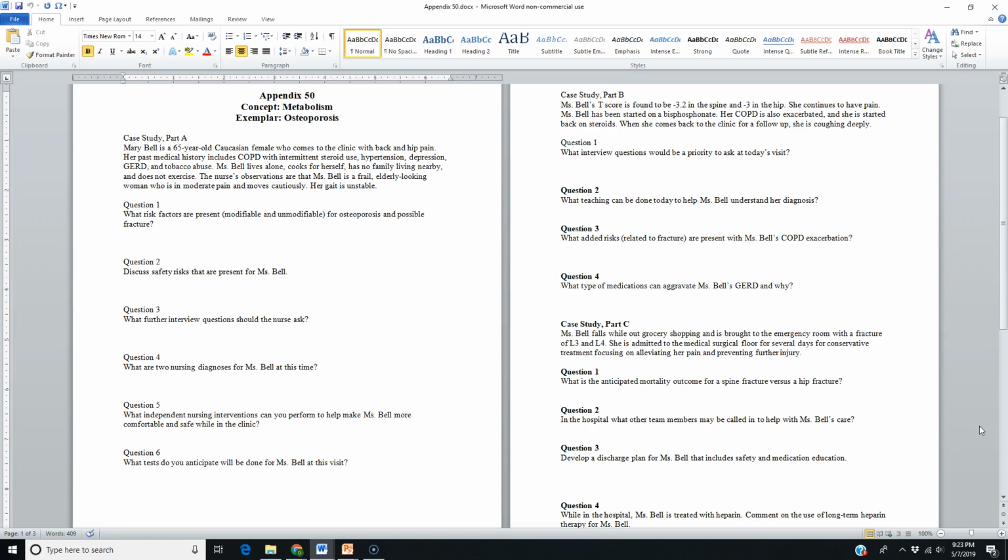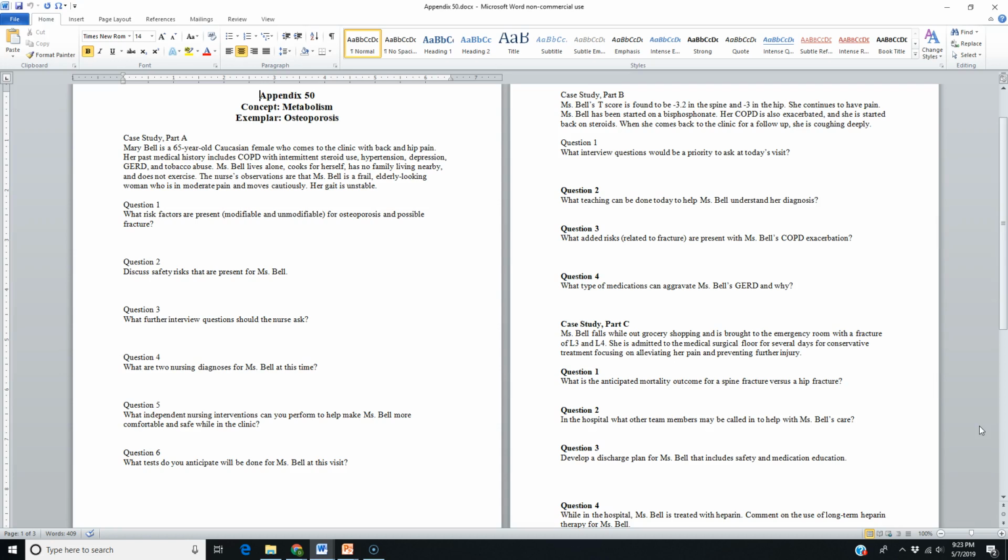Part C, she falls while out grocery shopping and is brought to the emergency room with a fracture of L3 and L4. She is admitted to the medical surgical floor for several days for conservative treatment, focusing on alleviating her pain and preventing further injury. So, what is the anticipated mortality outcome for a spine fracture versus a hip fracture?